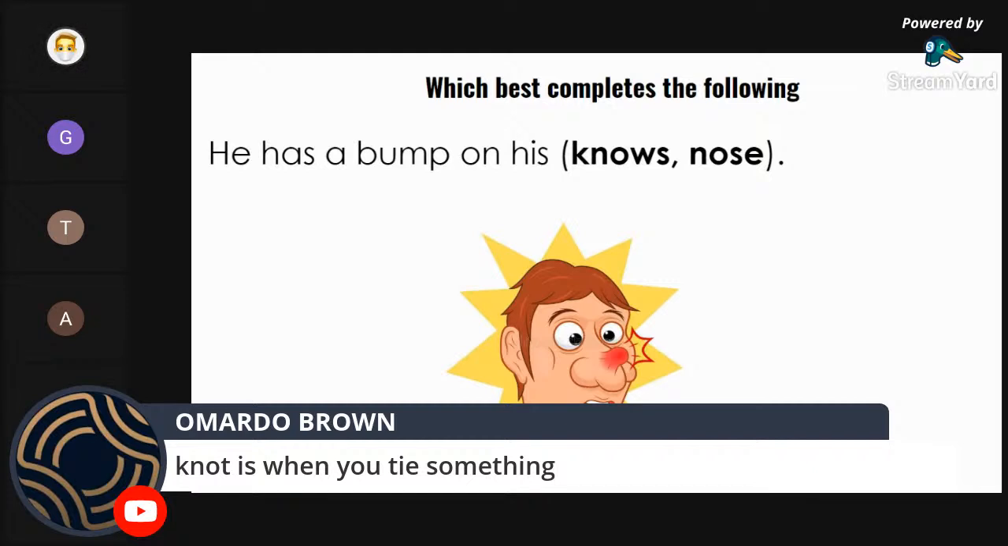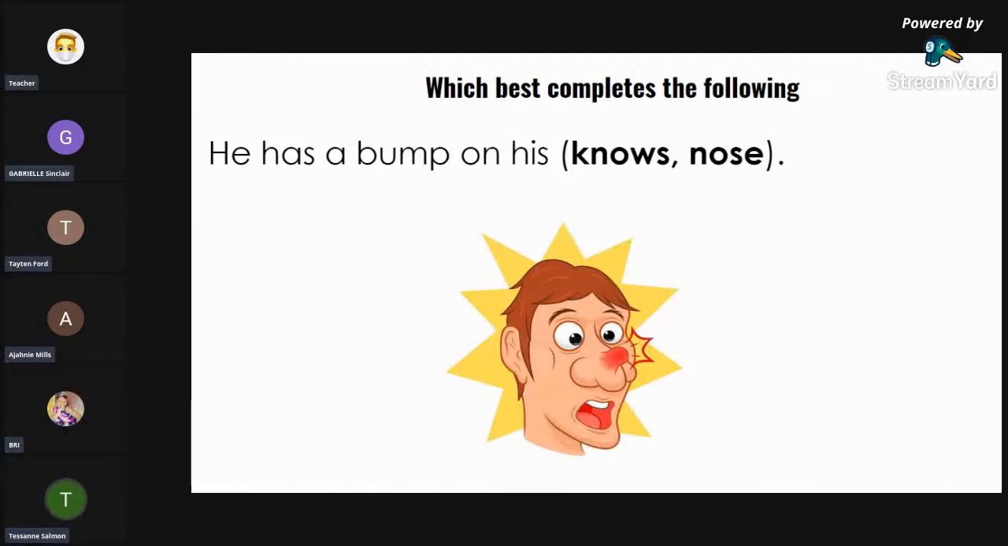Back to our panel. Let's take a simple one here. Tessan, yes, sir. Try this one for me. Read for me: He has a bump on his nose. Sir, I say the nose with the N, because that is the part of our body that takes in air. And the knows is when you know something, you have knowledge or prior knowledge of something. Thank you very much. That one is complete. Great. Let's move.